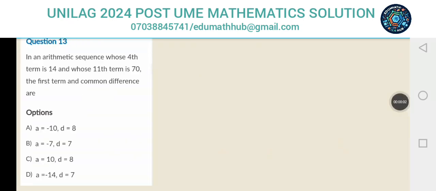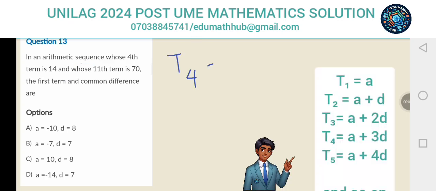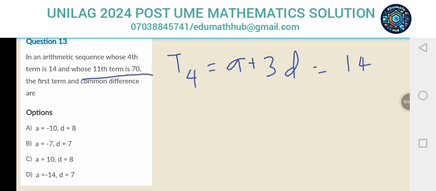So for the next question, we are told that in an AP, arithmetic sequence, whose fourth term is 14, that is T4 is a plus 3d. That's the formula for the fourth term. a plus 3d is equal to 14. Then the 11th term is 70. That means T11 is a plus 10d. This is equal to 70.